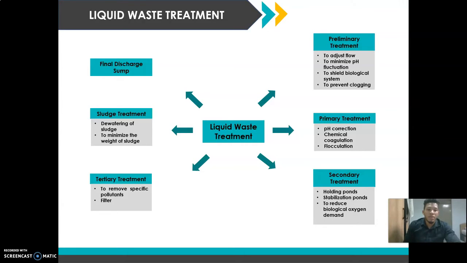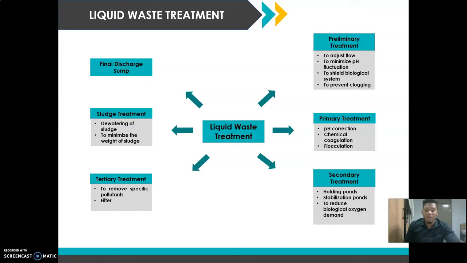Sludge treatment consists of removing water in the sludge in order to minimize the weight of the sludge. And the final discharge sump is the last point where the wastewater will stay before being discharged to the environment. It is a tank-like structure that has a large diameter pipe that will drain the water to the sea with the aid of a pump.